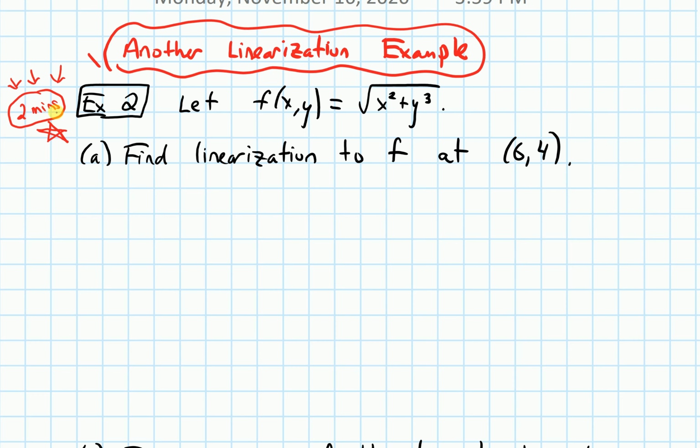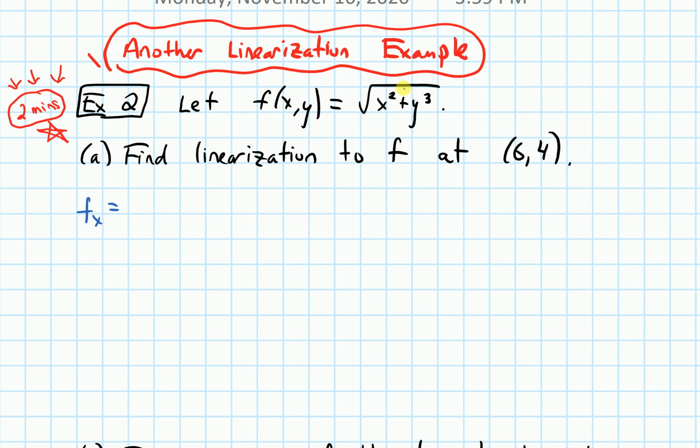Alright, so hopefully you've paused the video for about 2 minutes to try this. So let's talk about it together. If I want the linearization, I'm going to need to find some partial derivatives and plug in this known point 6 comma 4 into it. So I'm going to need my x partial derivative and my y partial derivative.